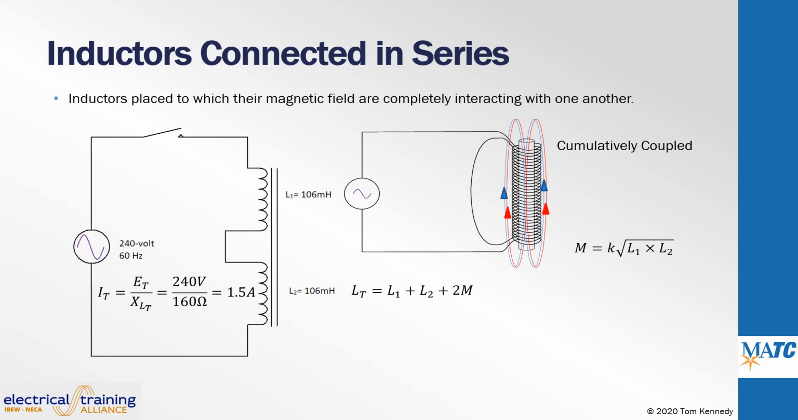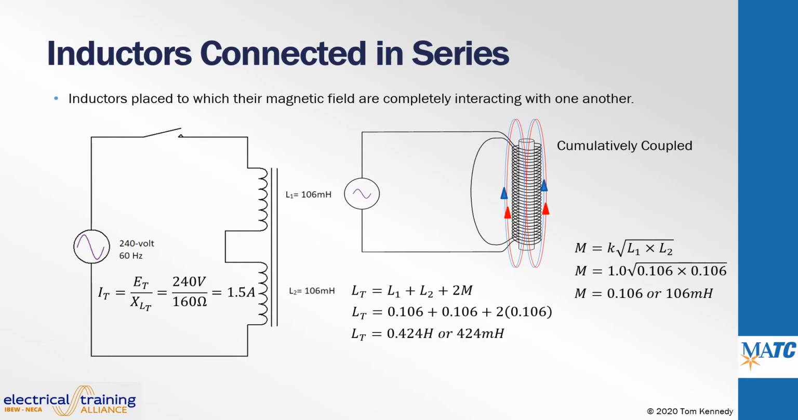When two inductors are placed on the same core with the same number of turns, the coefficient of coupling in this example is 100%, therefore the value of k will equal 1. Inserting it into the formula shown, the value of m will equal 106 millihenries. Using this value of m in the total inductance formula, the total series inductance is twice the value of henries than if the coil's magnetic fields did not interact.